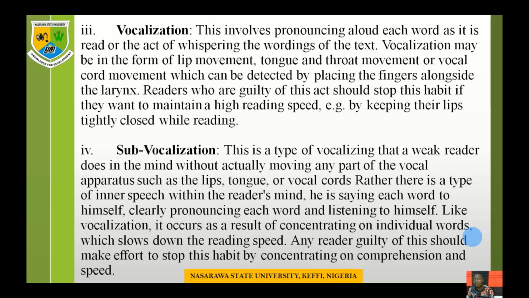Vocalization involves pronouncing aloud each word as it is read, or the act of whispering the wordings of the text. Vocalization may be in the form of lip movement, tongue or throat movement, or the movement of the vocal cords.